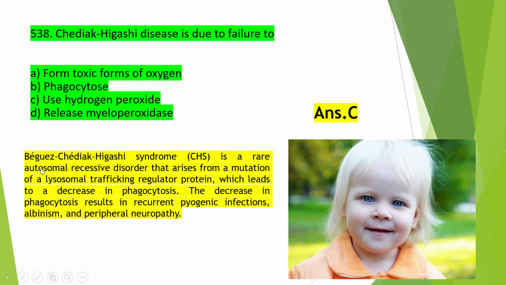So this is a rare autosomal recessive disorder that arises from a mutation of a lysosomal trafficking regulator protein, which leads to a decrease in phagocytosis. The decrease in phagocytosis results in recurrent pyogenic infection, albinism, and peripheral neuropathy.